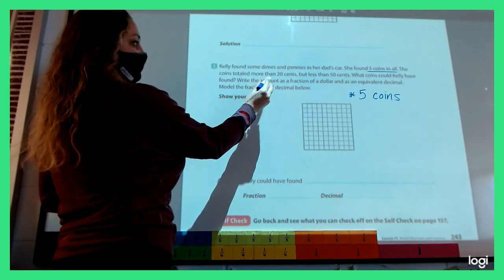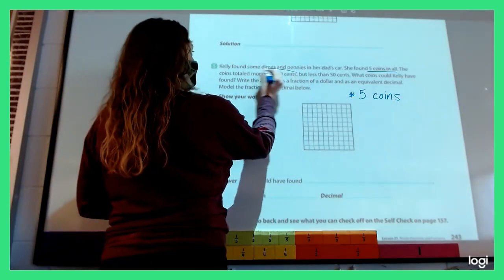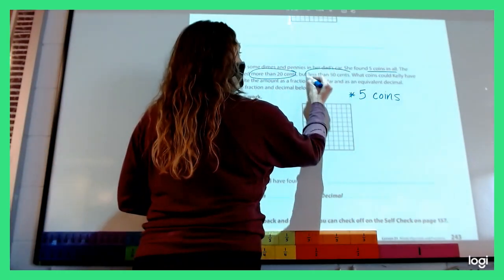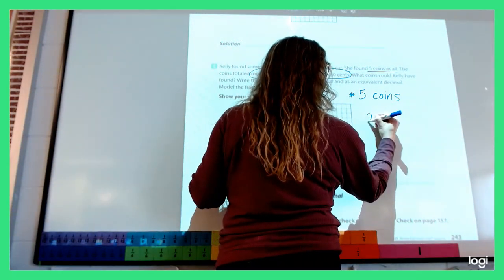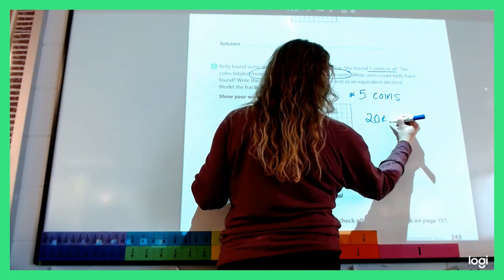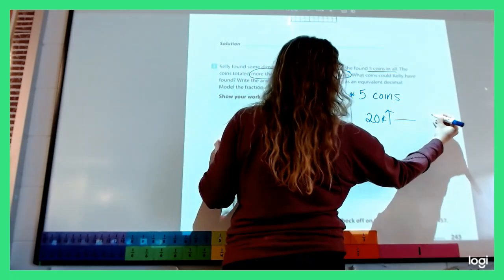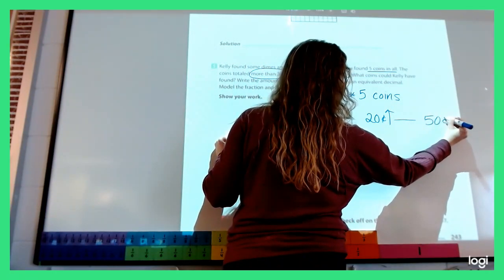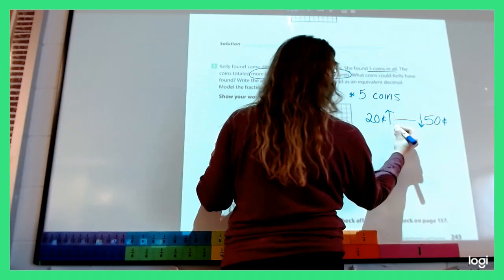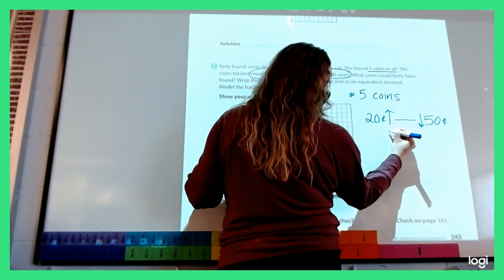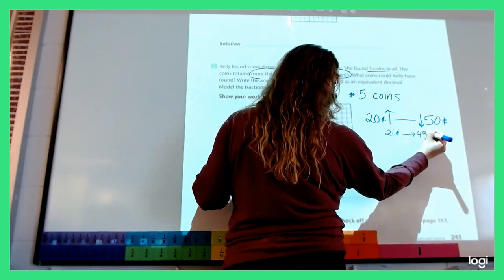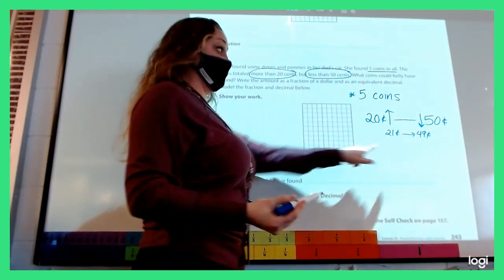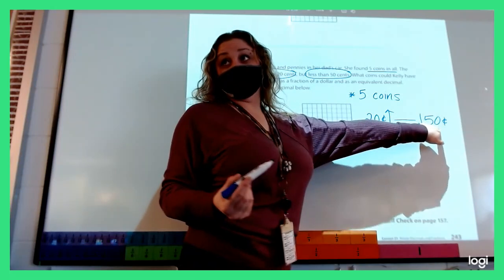The coins totaled more than 20 cents, less than 50 cents. I'm going to write that to the side too. So it's in between 20 cents, more than that, less than 50 cents. It's in between here somewhere. So it could be 21 cents all the way up to 49 cents, right? Those are my only choices in between 20 and 50. You guys following that part?